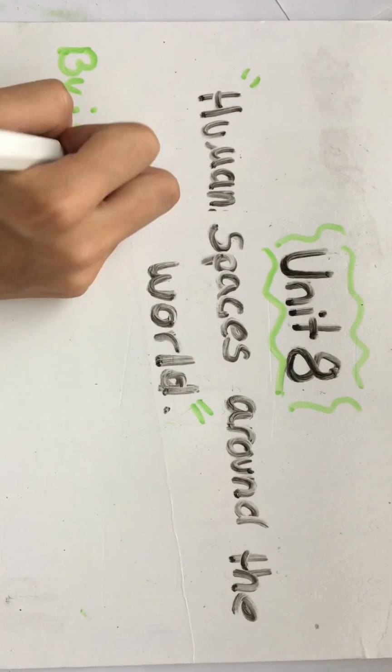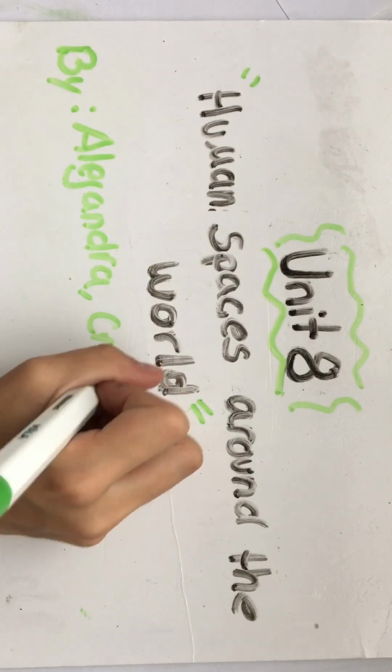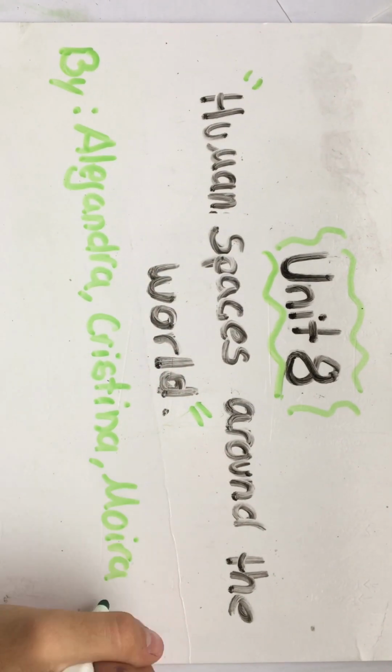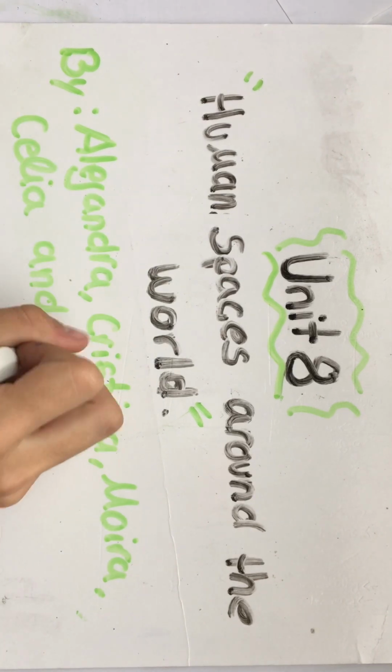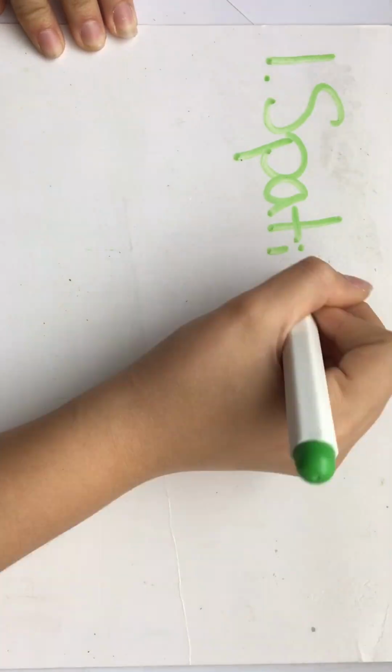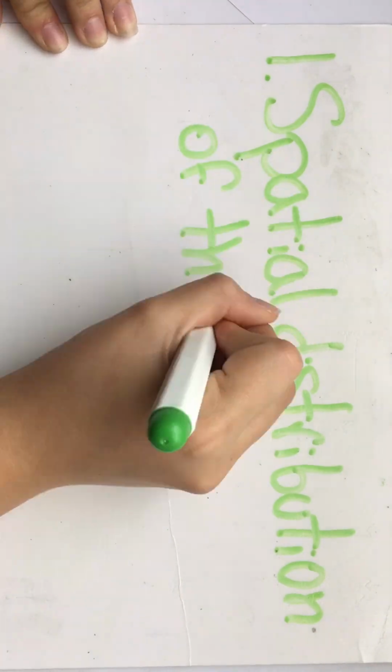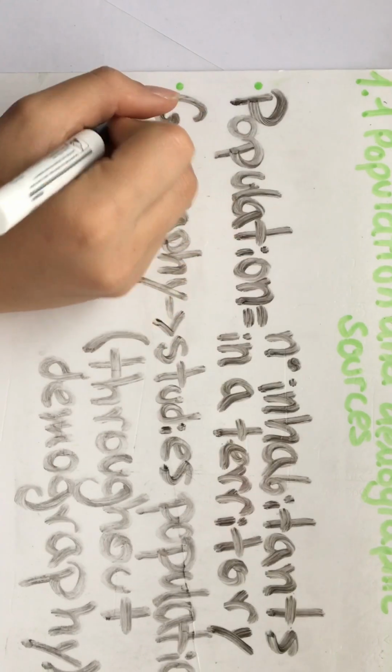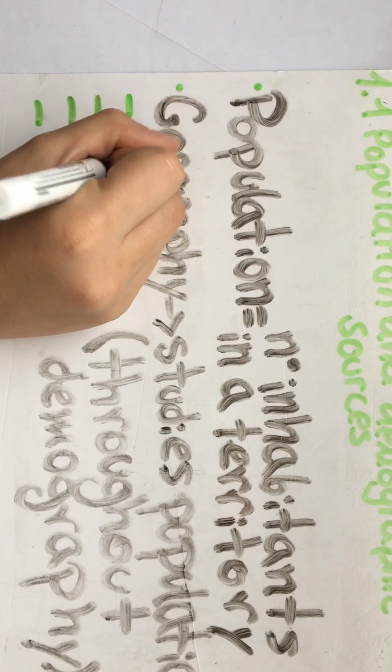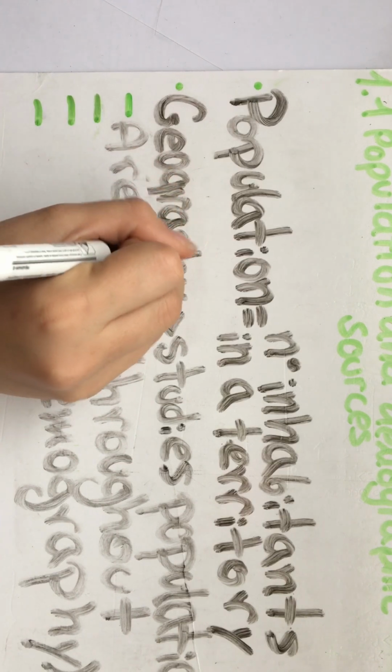Unit 8: Human Spaces Around the World, by Alejandra, Cristina, Moira, Celia, and Sara. 1. Spatial distribution of the world's population. 1.1 Population and demographic sources.